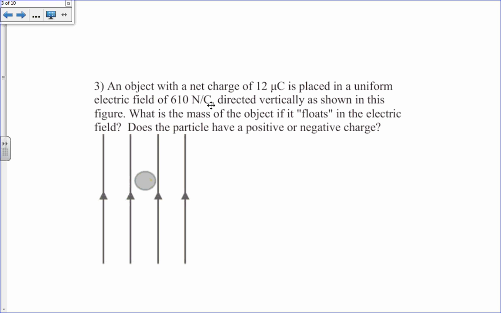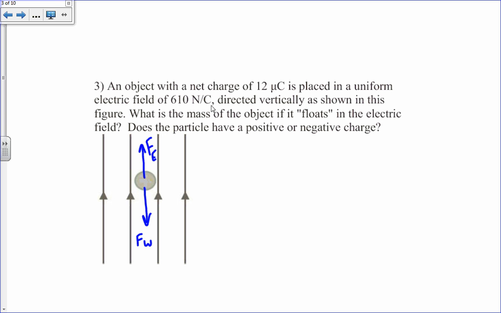All right, an object with a net charge of 12 microcoulombs is placed in a uniform electric field of 610 newtons per coulomb directed vertically as shown in this figure. What is the mass of the object if it floats in the electric field? All right, so in order for this object to float, it has two forces acting on it. The first is the weight of the object, and then the second is the force due to the electric field.